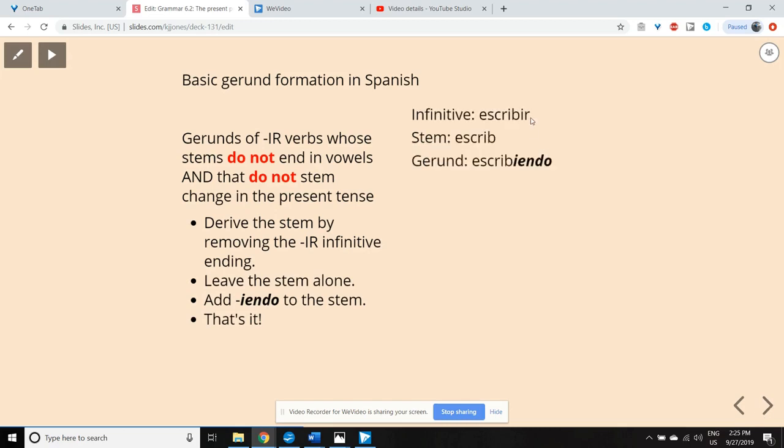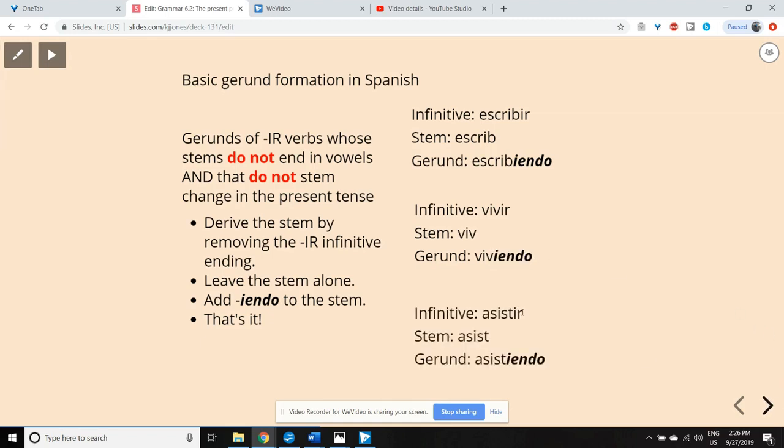So let's look at this. We have escribir. We derive our stem by removing the IR infinitive ending. So here's our stem, ESCRIB. To that stem, we add our gerund ending, IENDO. Escribiendo is the gerund of escribir. Same thing with vivir. Derive our stem by removing the IR infinitive ending. There you have it, VIV. To that, we add our IENDO gerund ending, viviendo. That's it. So simple.